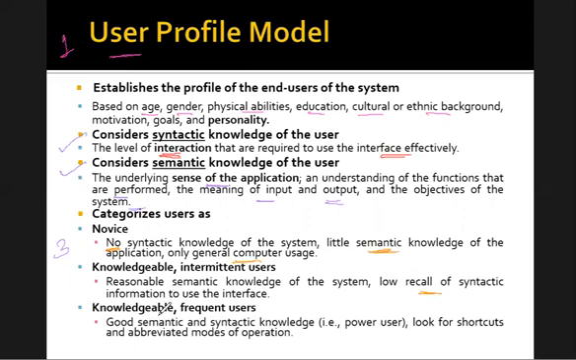Whereas the next one is the knowledgeable frequent user. This knowledgeable frequent user means he's got good semantic as well as syntactic knowledge. He's good in both of them. Now, when a person has good knowledge about a particular application, he is going to look for different shortcuts to complete the job within the limited time. So this knowledge is collected in the user profile model.